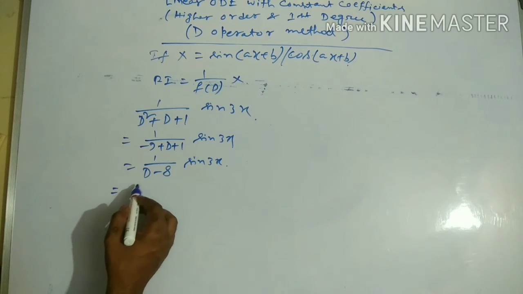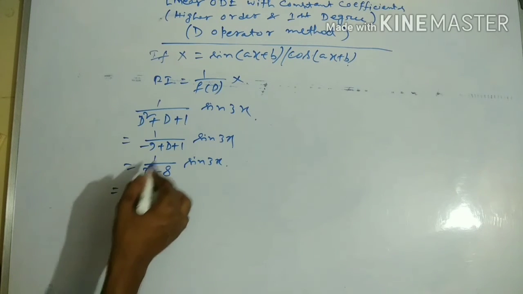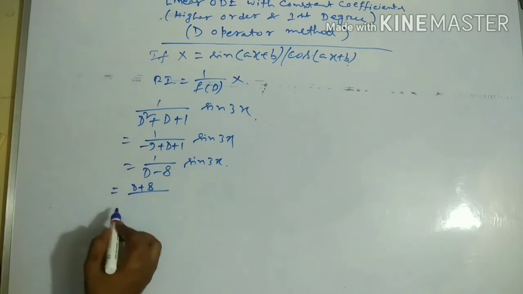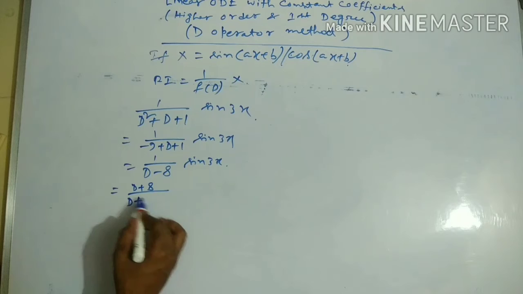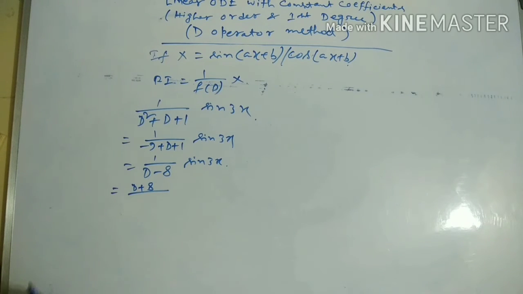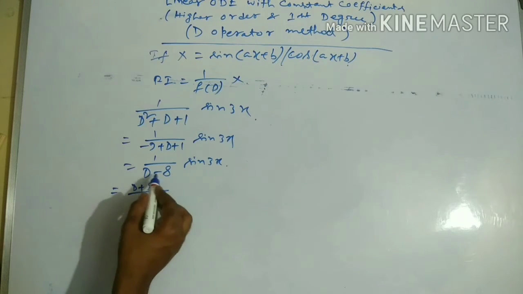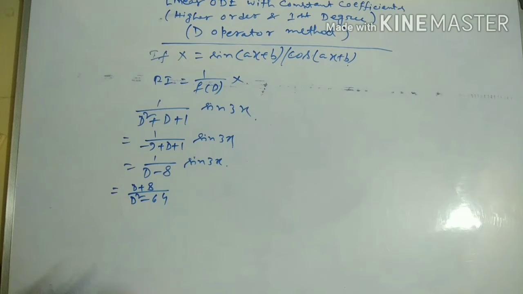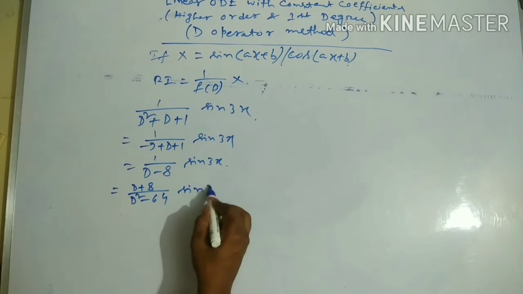So we'll just multiply by D plus 8 in the numerator and denominator, so that in the denominator D squared comes. So if we multiply by D plus 8, then this will be D squared minus 64, sine 3x.